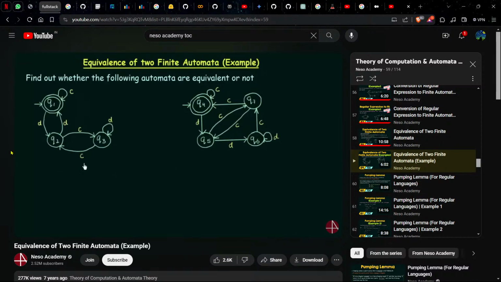Okay, so here we have two automata given, and we call them A and B, and our task is to find out whether these two automata are equivalent or not. If you see here in automaton A, Q1 is the initial state as well as the final state, and also in automaton B, Q4 is the initial state as well as the final state. So this satisfies one of our conditions. One of the conditions for equivalence was that if in one of the automata the initial state and final state is the same, then even in the other automaton the initial state and final state must be the same for them to be equivalent. So this condition is satisfied in this example.